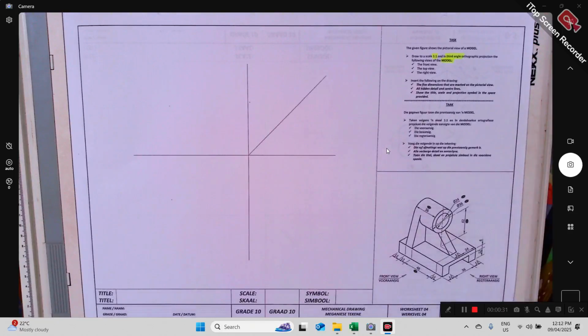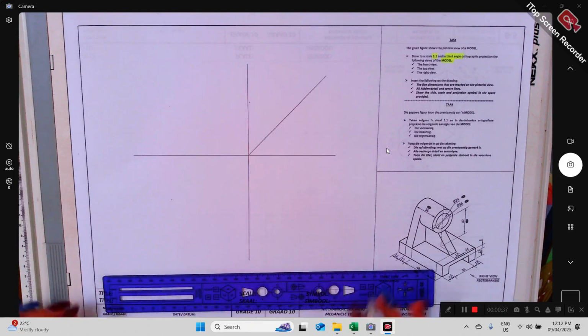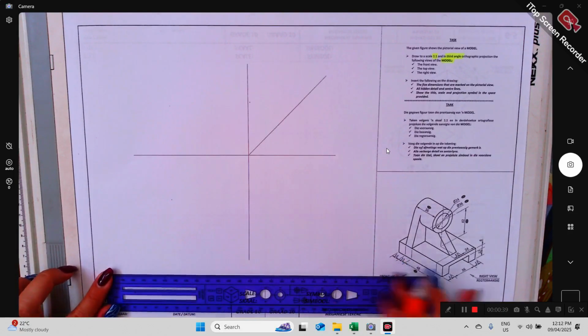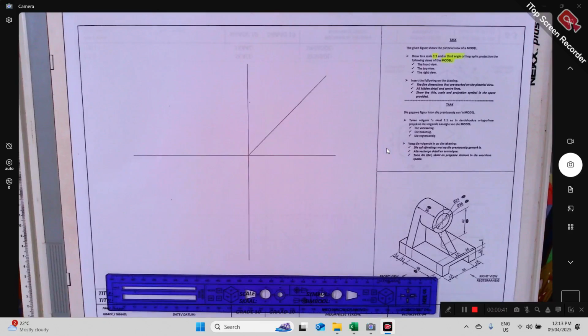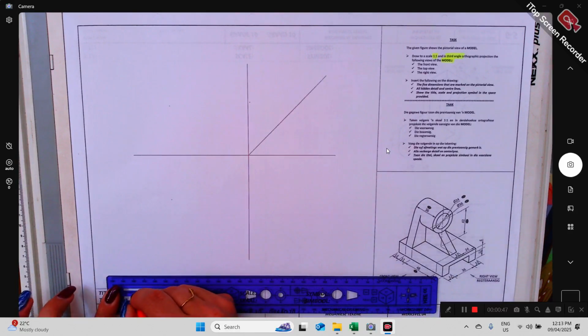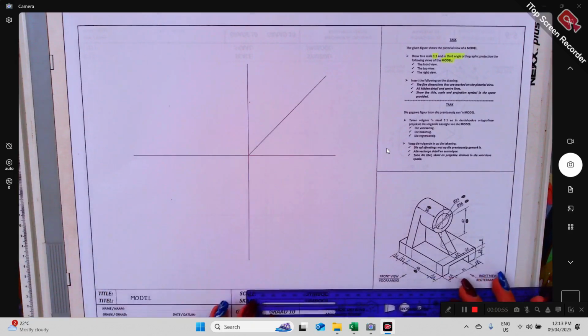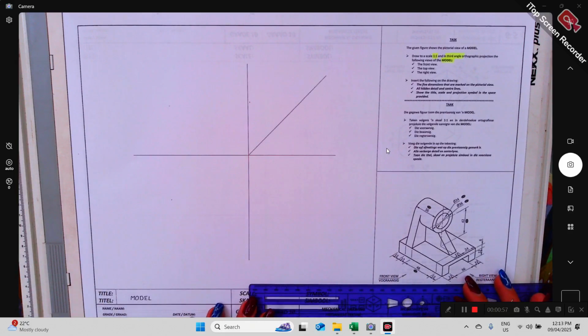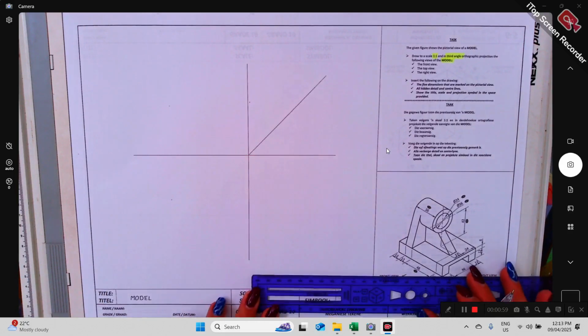I always do the title, the scale, and the projection symbol first because I tend to forget those and it's free marks. My title would be the name of the model, which in this case is just model. You write it in all caps in the writing that you have been taught. Your scale is scale 1 to 1.